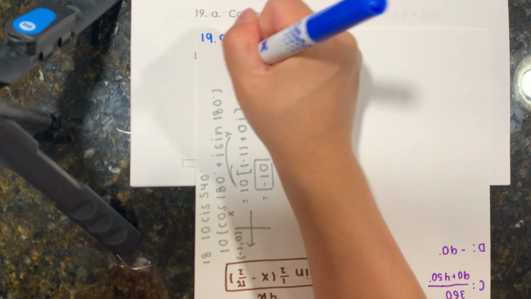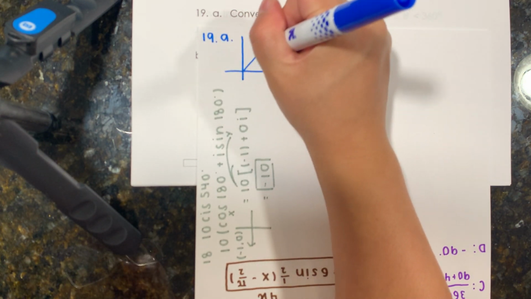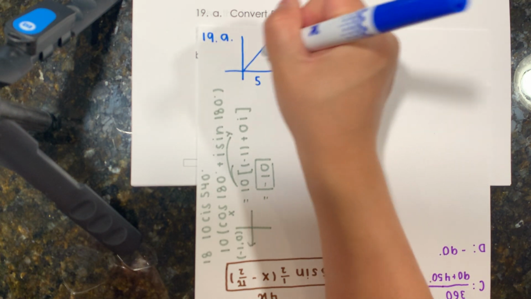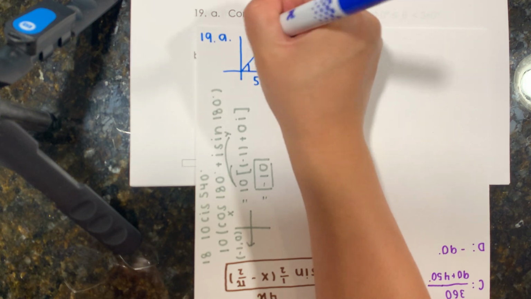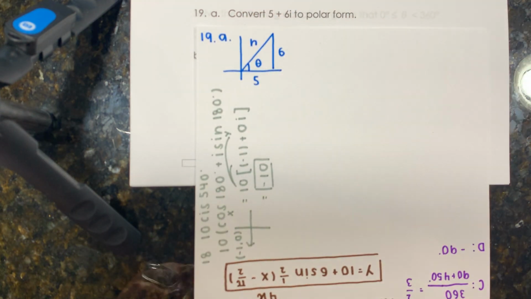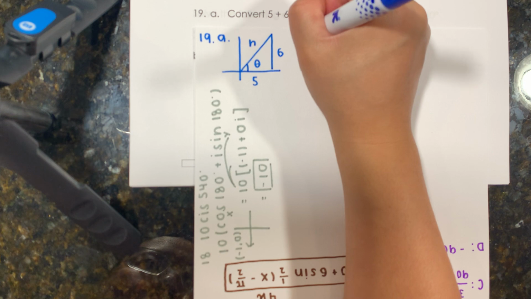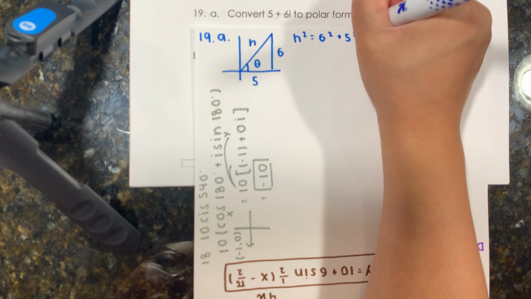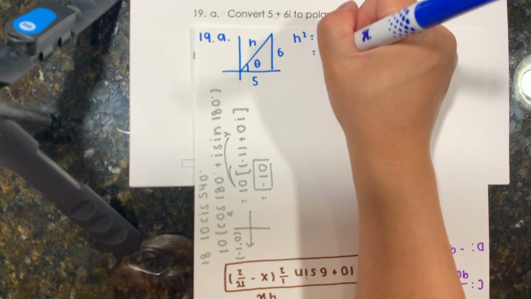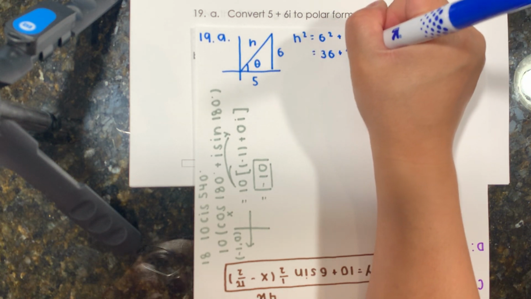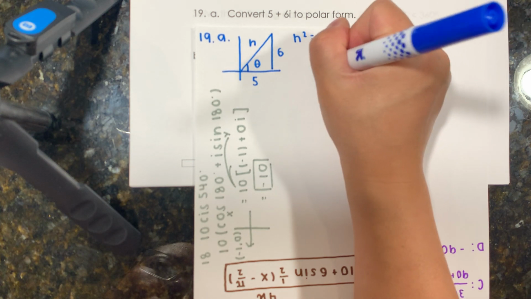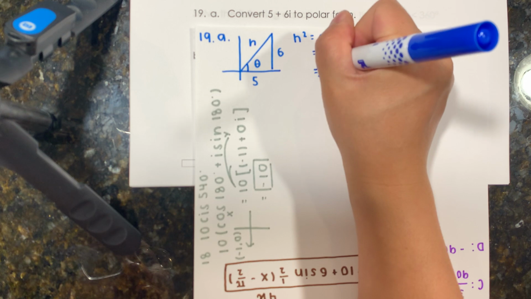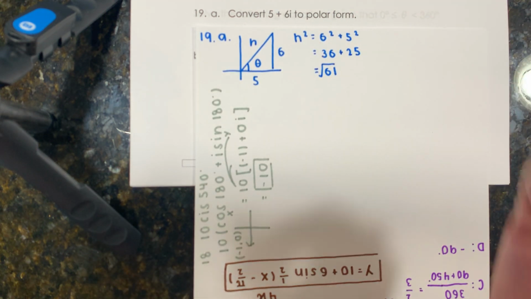It would be over 5, up 6. So 5, 6, angle, hypotenuse. We could do Pythagorean theorem to solve for the h, so it'd be 6 squared plus 5 squared. So 36 plus 25 equals 61. So h is going to be equal to the square root of 61.